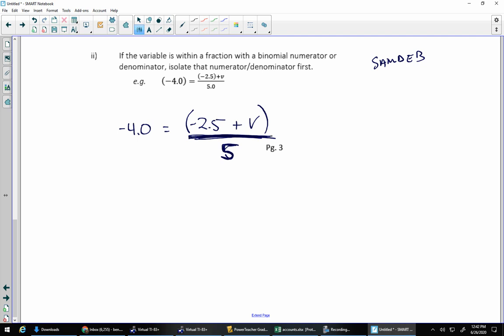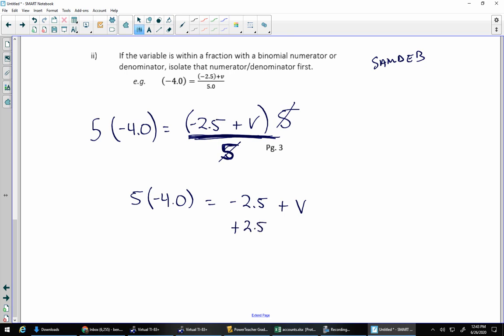So everything on the top is being divided by 5. Well, to get rid of the 5, I'm going to multiply both sides of the equation by 5. Cool. Okay, so that's gone. Now, I'm just going to rewrite this. I've got 5 times negative 4 is going to be equal to negative 2.5 plus v. Now we've essentially got rid of everything from around the brackets. We can deal with what's inside of the brackets. So I've got negative 2.5 plus v. It's kind of like saying minus 2.5. So what we could do is we could add 2.5 to both sides of the equation.